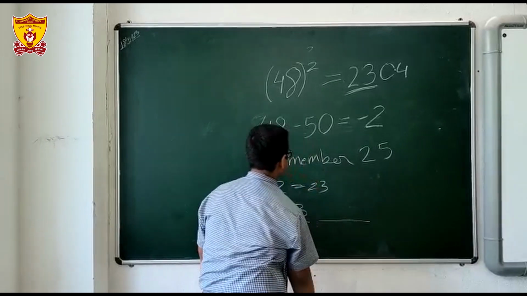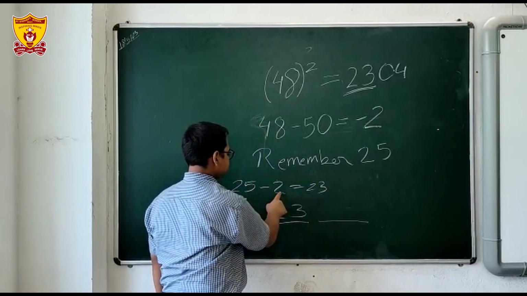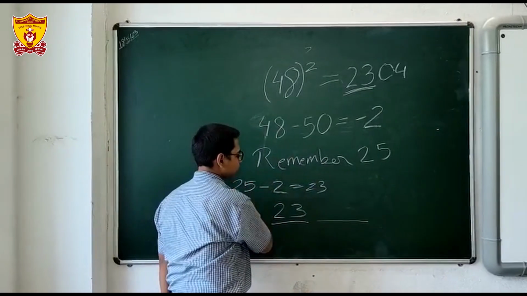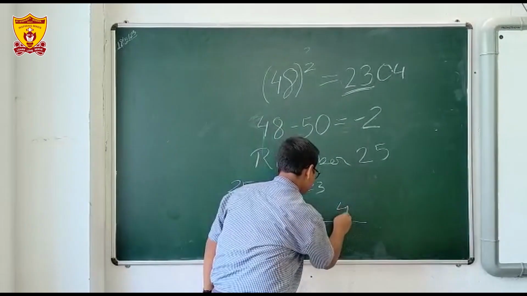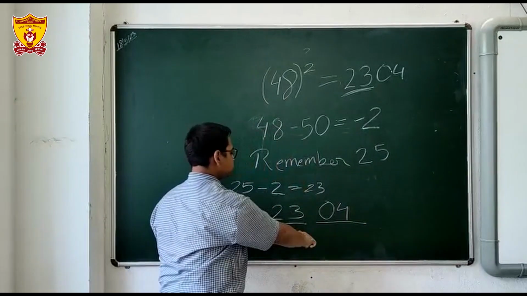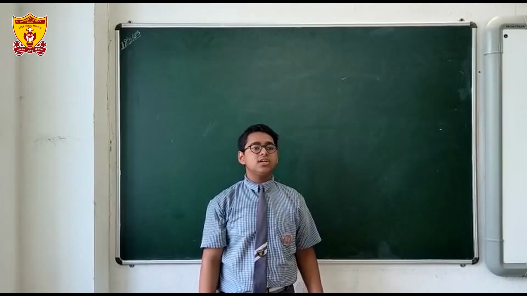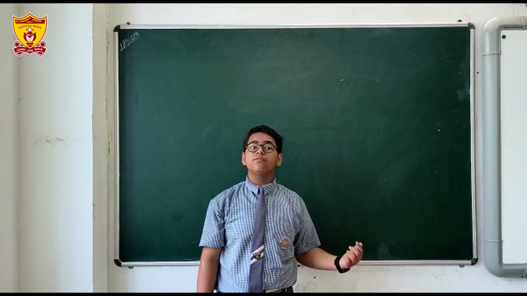And now what's the second part of the number? Minus 2. We have to find its square. So what is minus 2 squared? It's 4. So it's 2304. Let's take another example, which is 44.